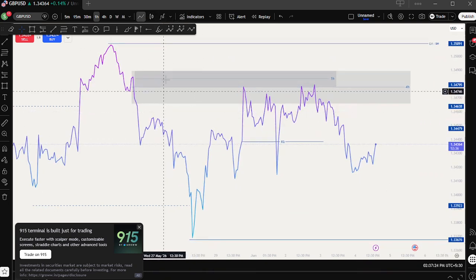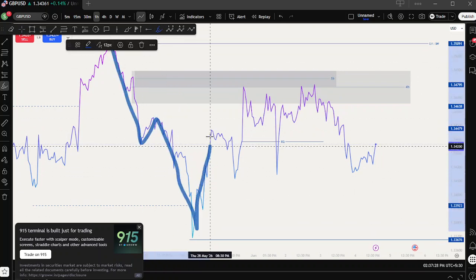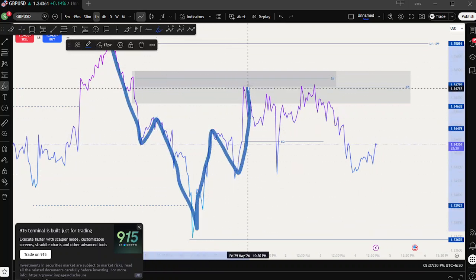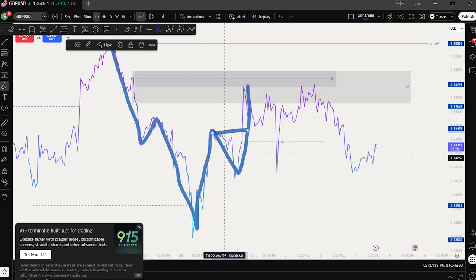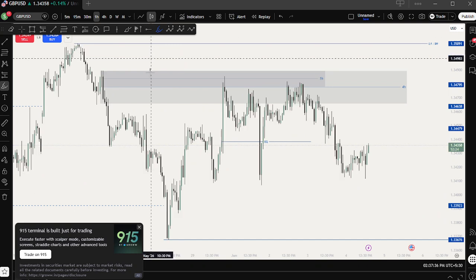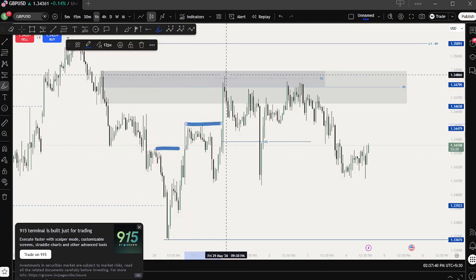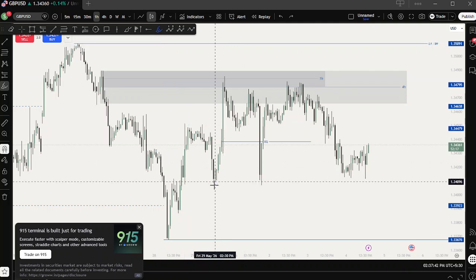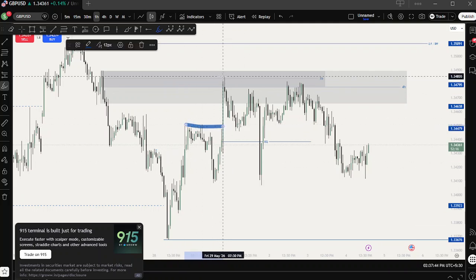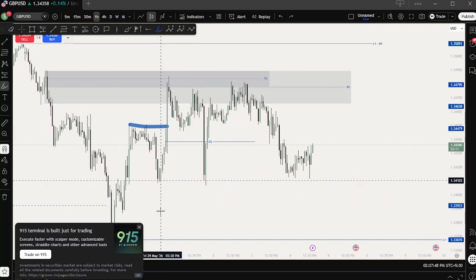We can mark its internal structure, which at this moment would be like this. It would be like after this, then this, and after this breakout we are in a stalemate of this range. Let me mark that out in a minute.